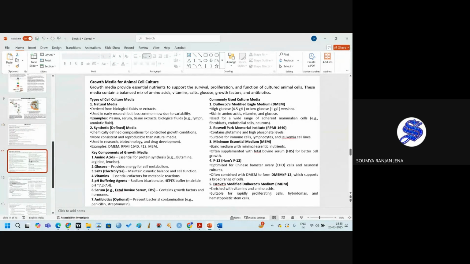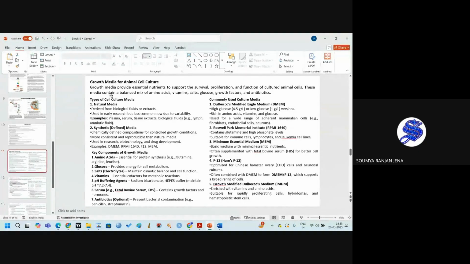Then, like in our body, some growth factors are also required for the growth of the cell. Here also we add some growth factors, like growth media for animal cell culture. In growth media, we provide essential nutrients to support survival, proliferation, and function of the cultured animal cell. And these media contain a balanced mix of amino acids, vitamins, salts, glucose, different growth factors, and antibiotics for inhibition of contamination.